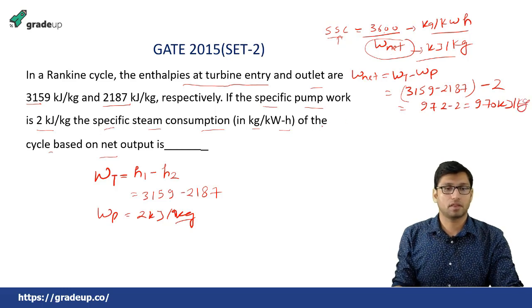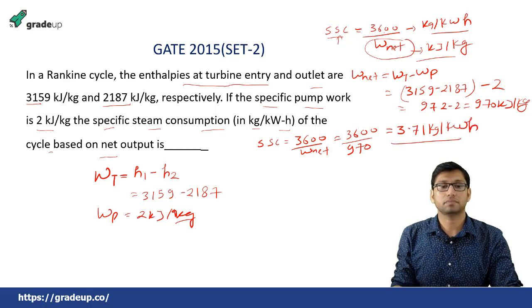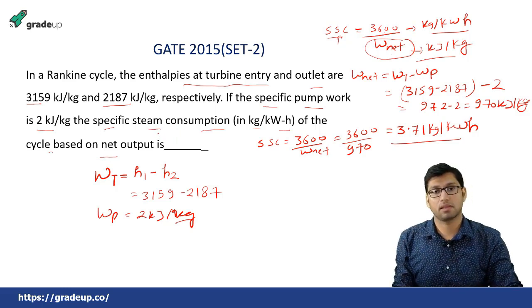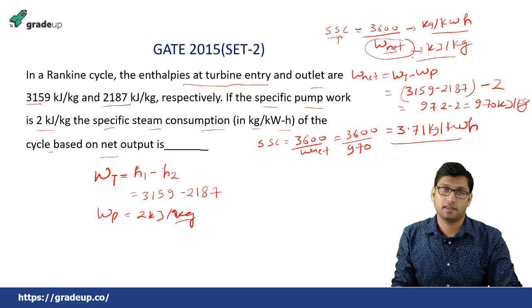Now specific steam consumption is equal to 3600 over work net. So this net work is equal to 970. So after solving it, this specific steam consumption will come out to be 3.71 kilogram per kilowatt hour. So this is a very important formula, that specific steam consumption in kilogram per kilowatt hour is equal to 3600 over net work. And remember that this net work unit should be in kilojoule per kg.